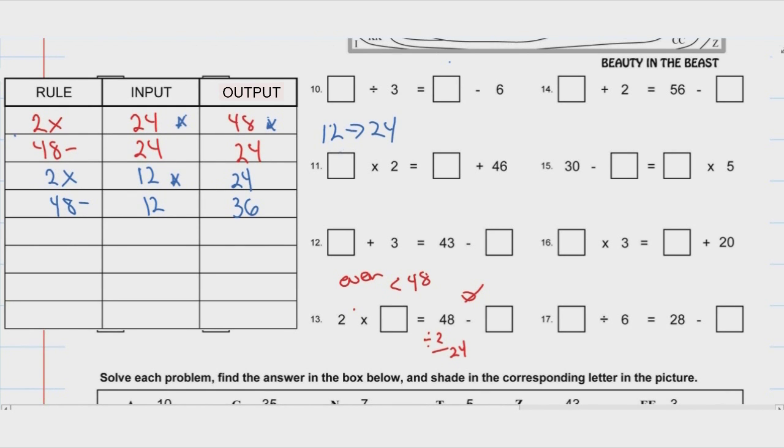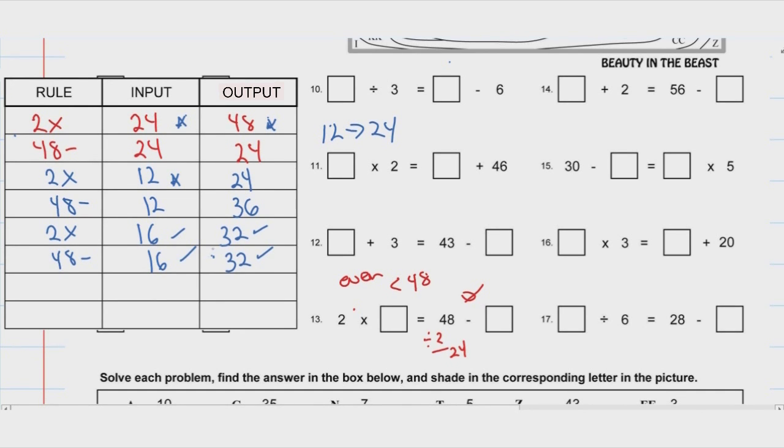So now we just have to think of a number between 12 and 24. I'm just going to guess, how about 16? Sounds like a nice one. 16 and 16. 2 times 16 is 32. 48 minus 16 is 32. Check, check, and check, check.